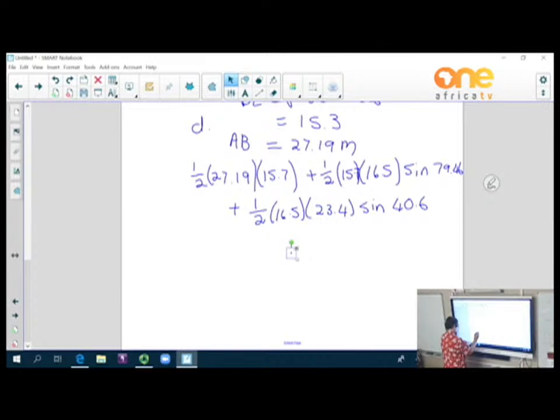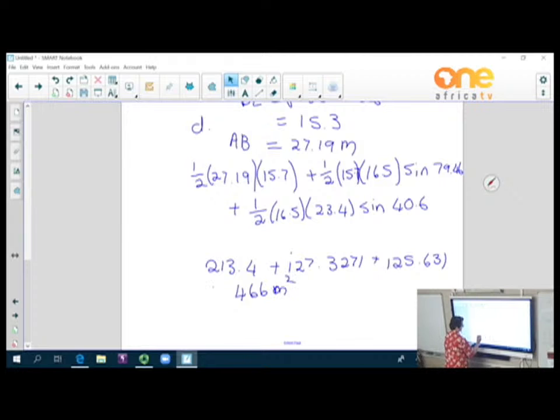And the answer is then, for the first one, 213.4 plus 127.3271. I don't round off now. I round off in the final answer, 0.631. And then if you add the whole lot, it rounds off to 466 square meters. Right, very nice question.